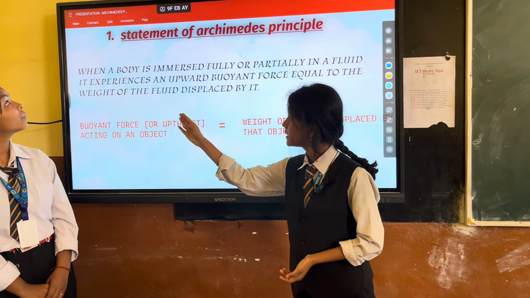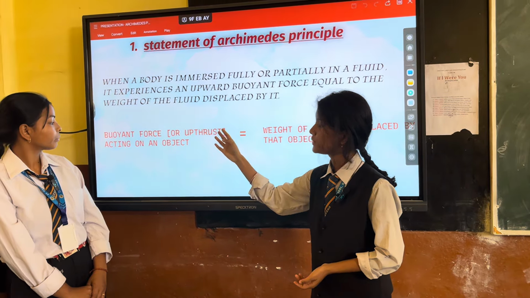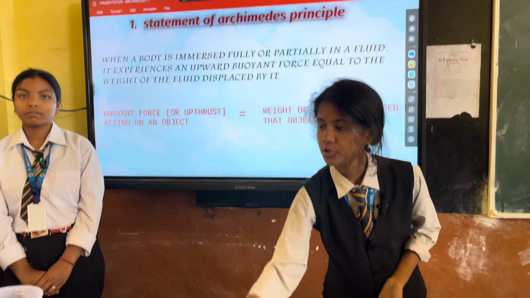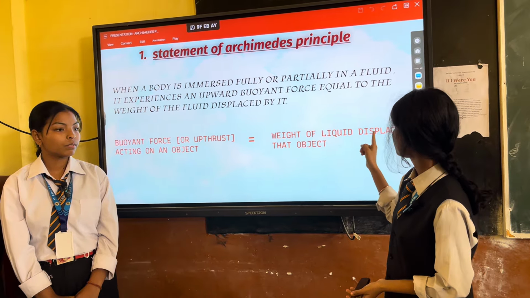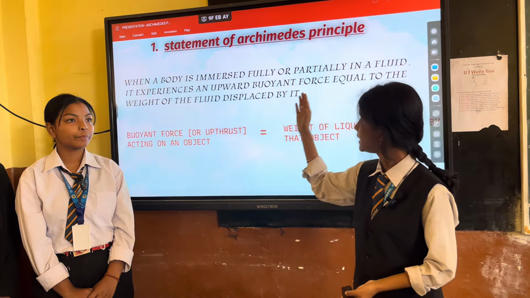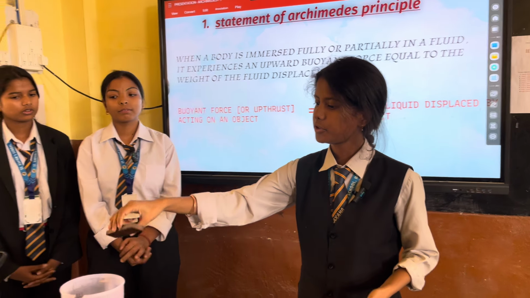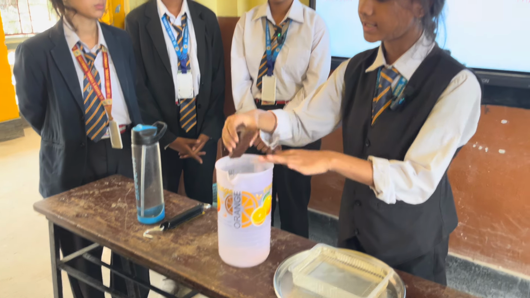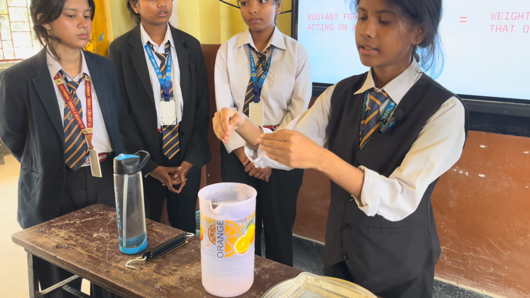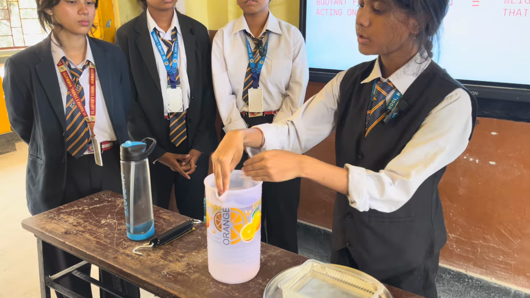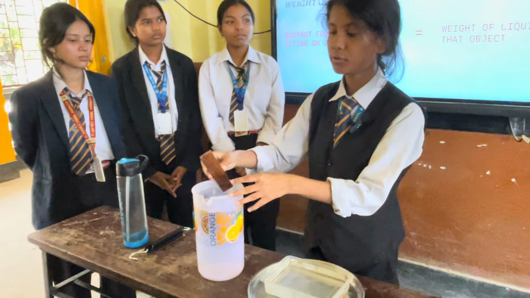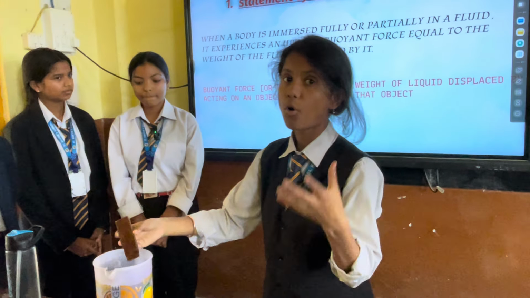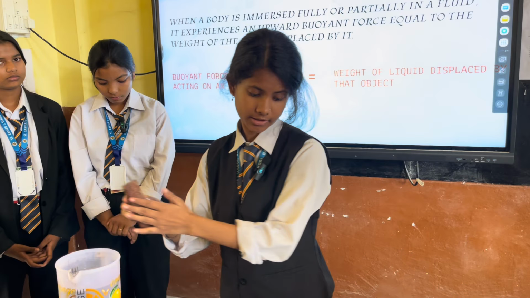What I have written here is the upthrust or the buoyant force which is acting on this object. Here is the weight of liquid displaced. When I put this object, some of the liquid which was here is displaced by it, meaning the liquid has gone sideways. So the weight of that fluid, the amount of fluid, is equal to the buoyant force that is acting on this object.